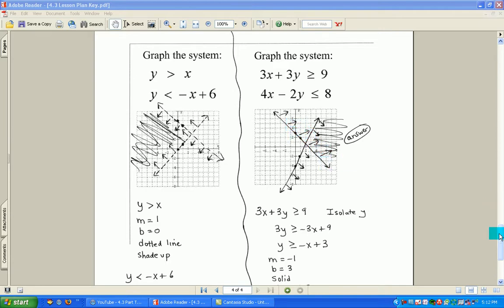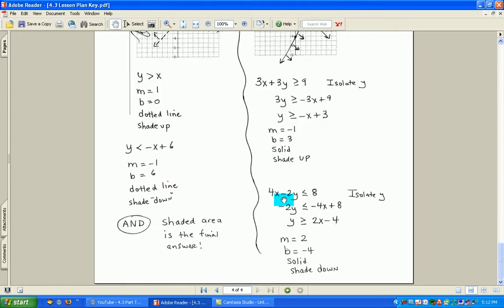Now, on the second part of this problem, 4x minus 2y is less than or equal to 8. We need to isolate the y. So my first step is to subtract 4x from both sides. My next step is to divide by a -2. But remember, when you're dividing an inequality by a negative, the sign reverses. So we end up with y is greater than or equal to 2x minus 4.